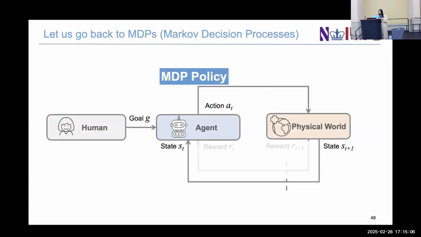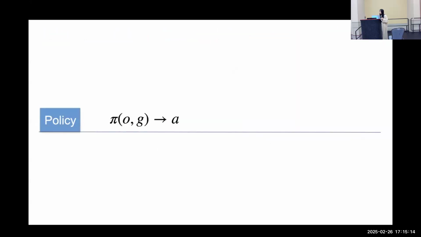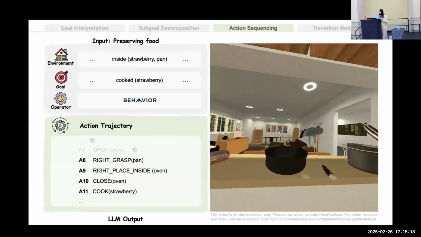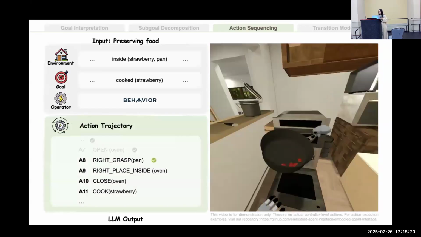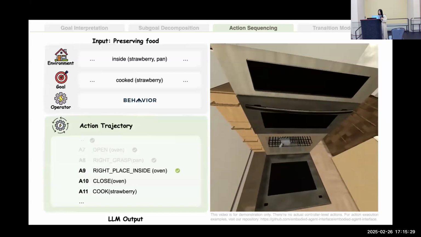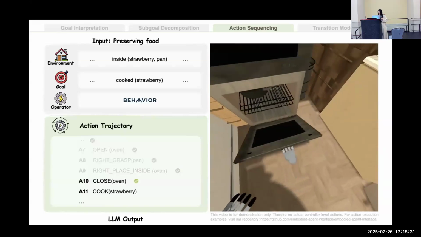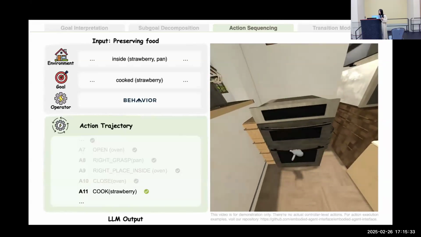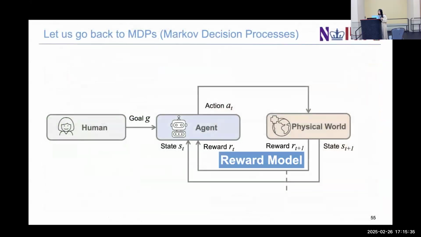And then after the goal interpretation, we care about the output. So the output is essentially the action. Then given the goal, given the state, for the policy, we're basically trying to predict the action. And that is what we call we want the model to learn the policy. This part, there are a lot of examples. Like if we want to cook the strawberry, we will firstly grasp the pan, and then we put the pan into the oven, and then we close the oven, and then we can cook the strawberry. So this action sequence is basically the policy we want to learn.